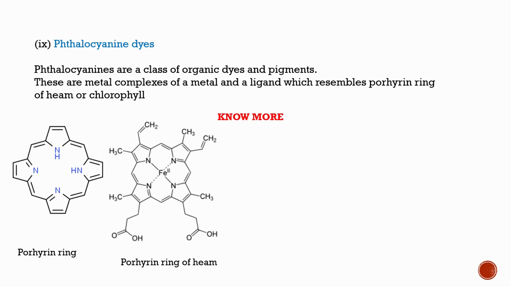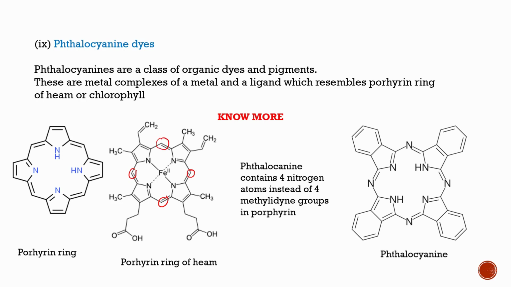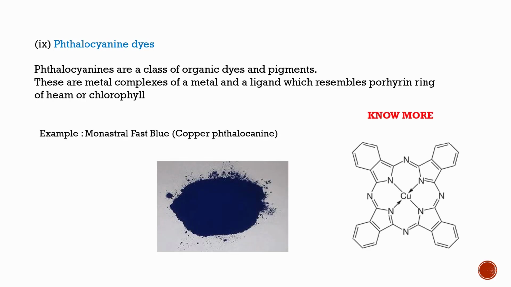Now, phthalocyanine contains a ligand which is similar to this porphyrin, and it contains 4 nitrogen atoms instead of the 4 methylidene groups. So instead of these atoms here, there are 4 nitrogen atoms. So this is how phthalocyanine looks like. And an example of a dye which comes in phthalocyanine dyes is monastral fast blue. This is a copper complex of phthalocyanine.